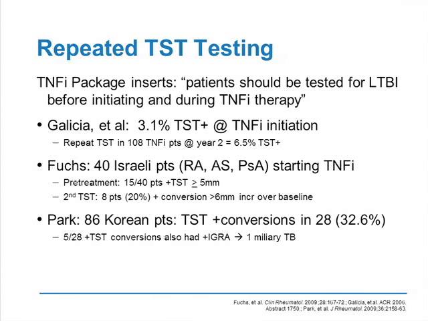Fuchs et al. looked at 40 Israeli patients and also showed a significantly high rate of initial TST positivity. But on second test, 3 months later, an additional 20% of patients were new converters with an increase in their TST to greater than 6 millimeters over their baseline. Essentially, it's a 2-step test showing new conversions. Park looked at 86 Korean patients, of whom they identified conversions in 28, a 32% conversion rate. So some of these, again, could be because of the correction of anergy, some could be because of active infection.